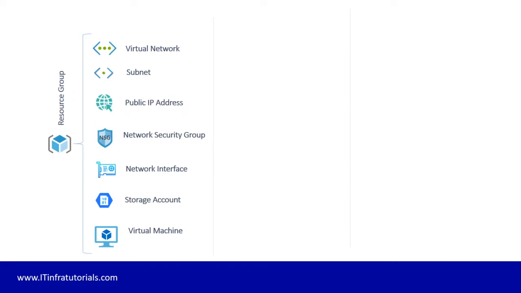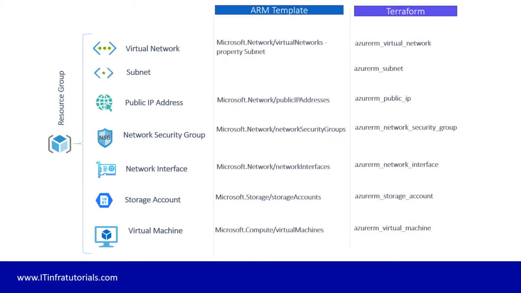In the ARM template and in Terraform, what are the resources we are going to use to create all those things? For virtual network, we can access Microsoft.Network. Under that, there is the virtual network resource, which has a sub property to create a subnet also. That's how the ARM template will create it. In the Terraform case, we should use azurerm_virtual_network. Like that, for each thing there is a particular resource we should access in ARM template and Terraform. So let's see how the ARM template and Terraform look.